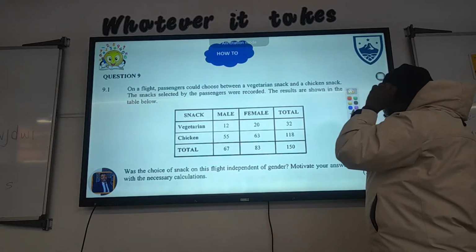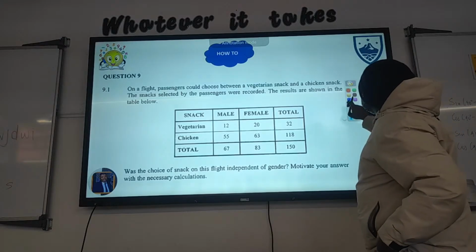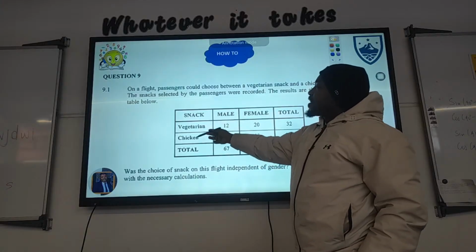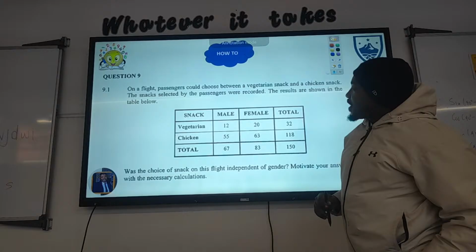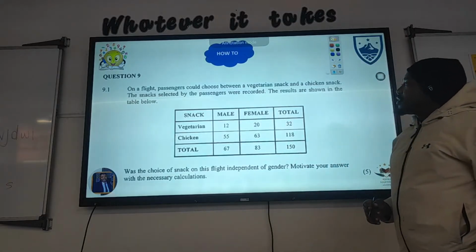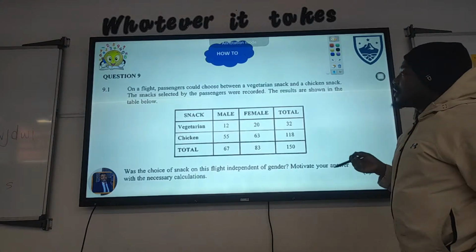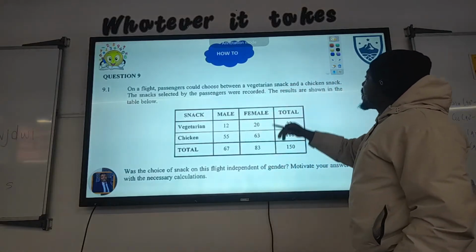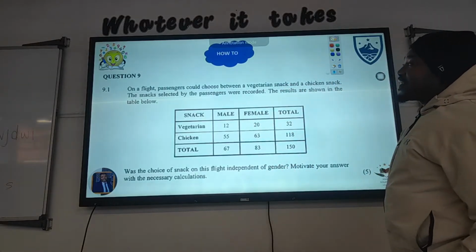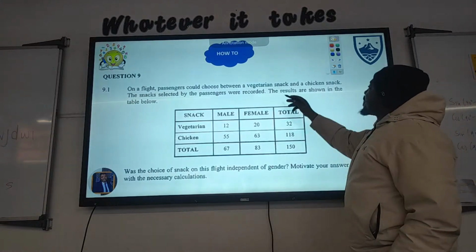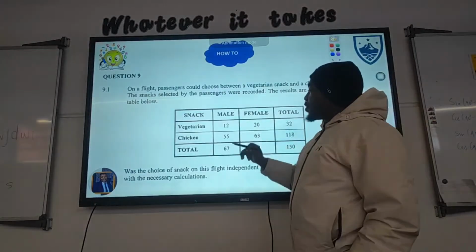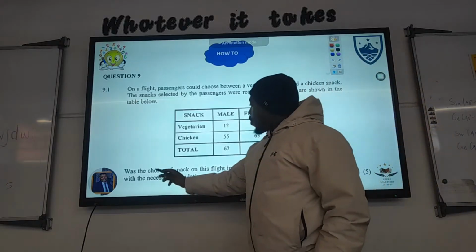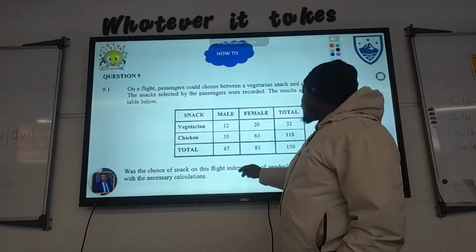And then you will see it's comparing a lot of things. This time it is just comparing vegetarian, which is a type of snack, and gender. You can see that this is male or female. So now let us read the statement. It says, on a flight, a passenger could choose between a vegetarian snack and a chicken snack. The snacks selected by the passengers were recorded, and the results are shown in the table below. So the question is, first, was the choice of the snack on this flight independent?